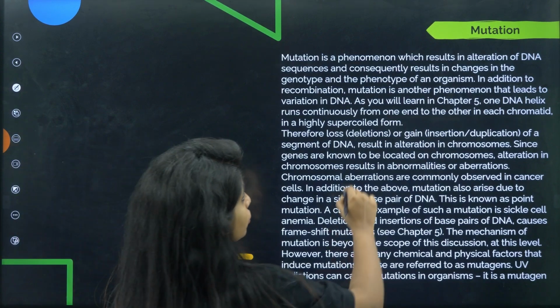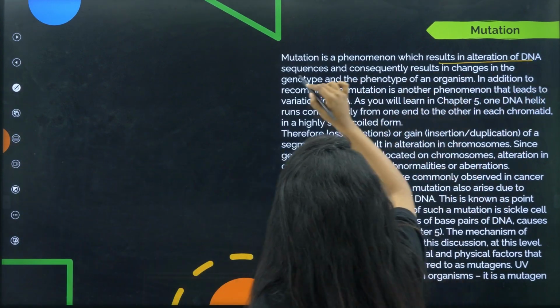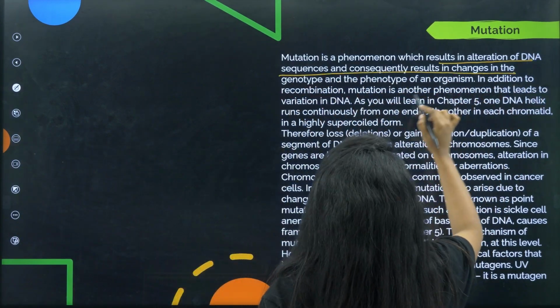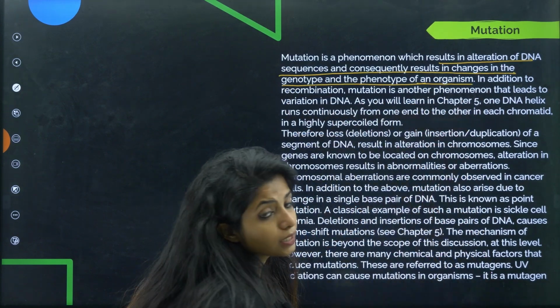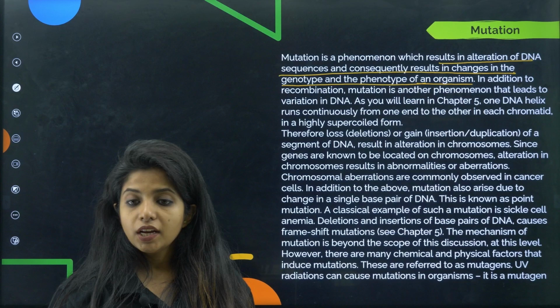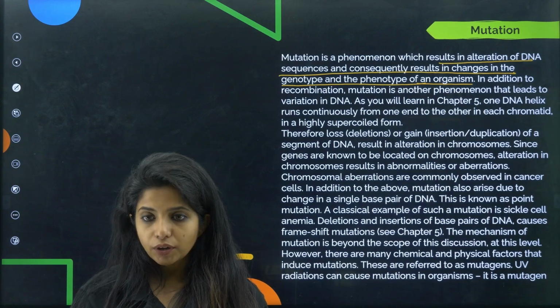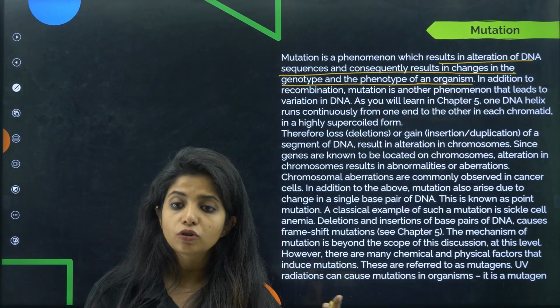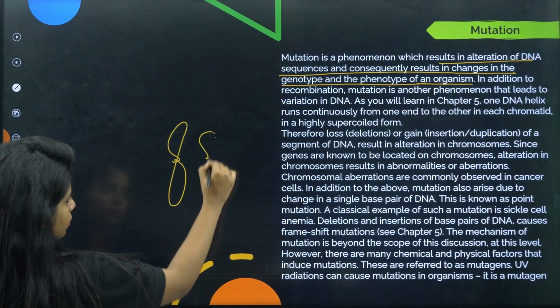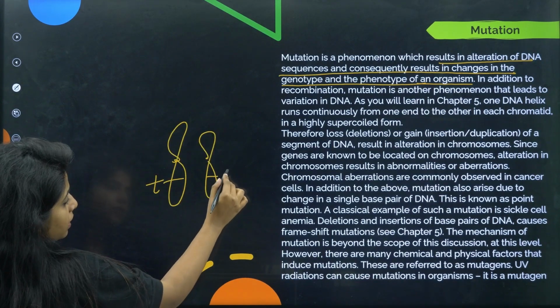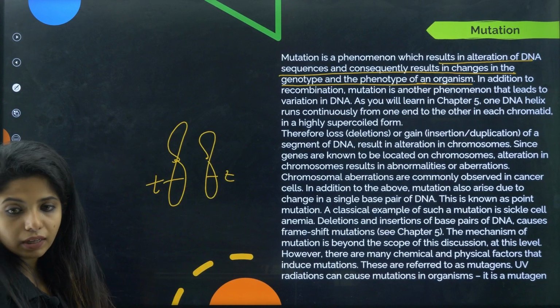So mutation is what, children? It's a phenomenon which results in the alteration of DNA sequence and consequently results in the changes in the genotype and the phenotype of an organism. Obviously phenotype is a physical appearance and genotype is basically what's there inside our body. So if your DNA is getting messed up, obviously your genotype is getting messed up. Your DNA means what? These alleles. It will be having different alleles, right?